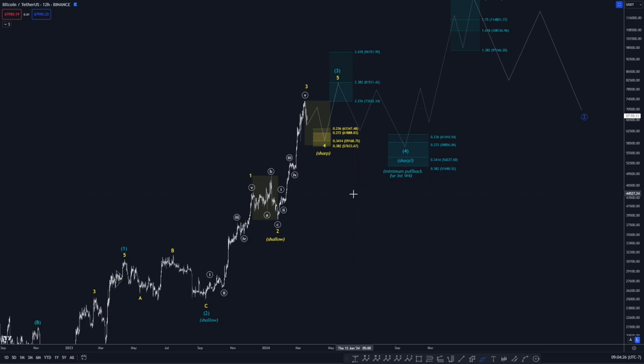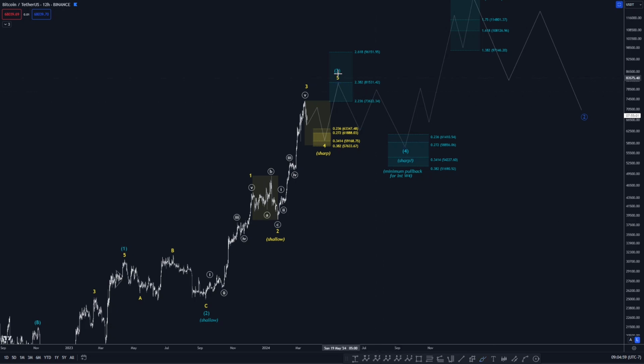And this is something that we're also experiencing for the higher degrees as well. So for these intermediate degrees, once again, here's a shallow wave 2. We're going to expect a sharp wave 4 due to the guideline of alternation. So there's a good narrative here. We have 2 shallow corrections. Now we're going to expect 2 sharp corrections afterwards.